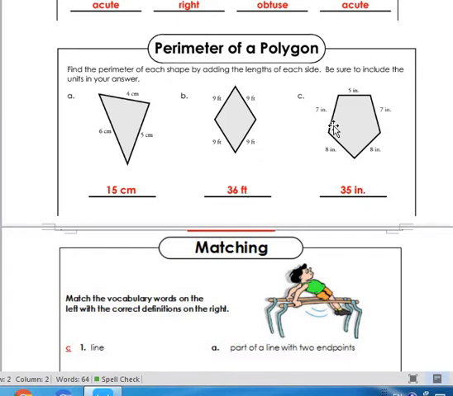I have here this polygon. Let's see what this polygon is. 1, 2, 3, 4, 5. So this is a pentagon, miss. Okay, I know this is a pentagon.